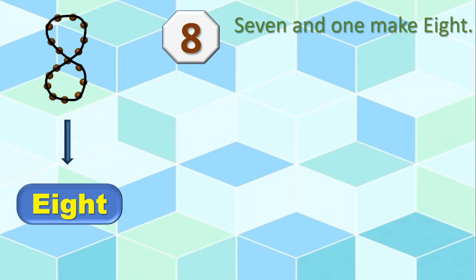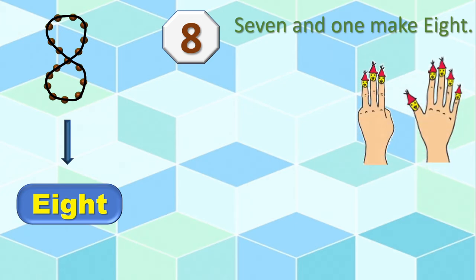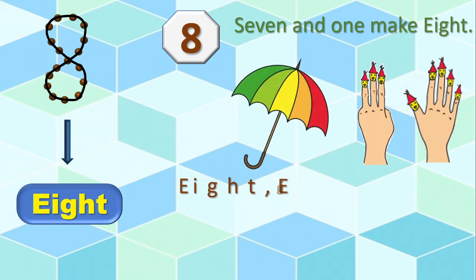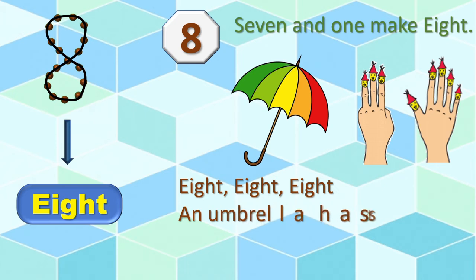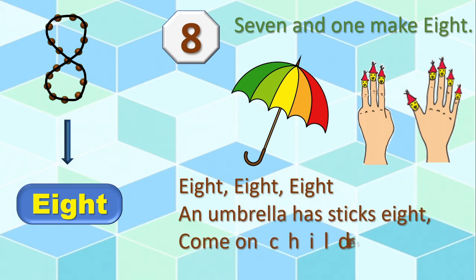Correct? And here we can see 8 fingers along with caps. Correct? Now a small poem. 8, 8, 8. An umbrella has sticks 8. Come on children, sit up straight. Please sit straight. Okay. 8, 8, 8. An umbrella has sticks 8. Come on children, sit up straight. You know how to sit straight, right? Yes, here umbrella has 8 sticks.